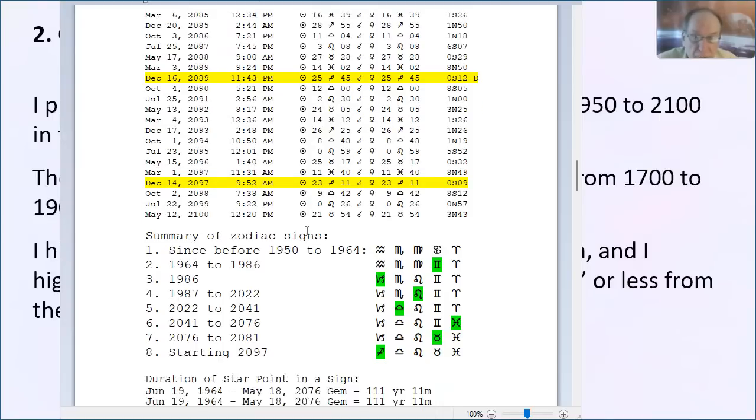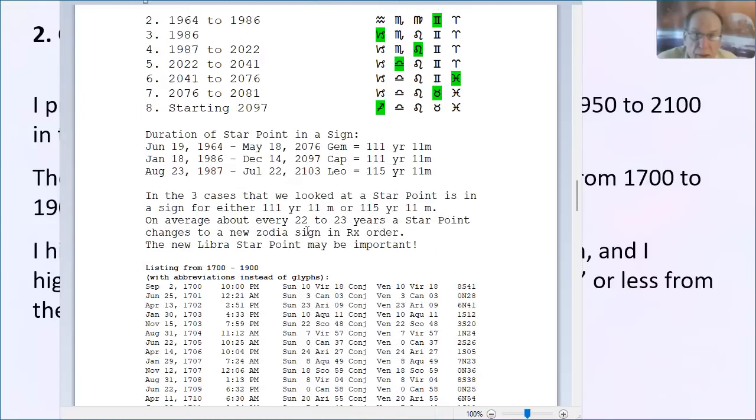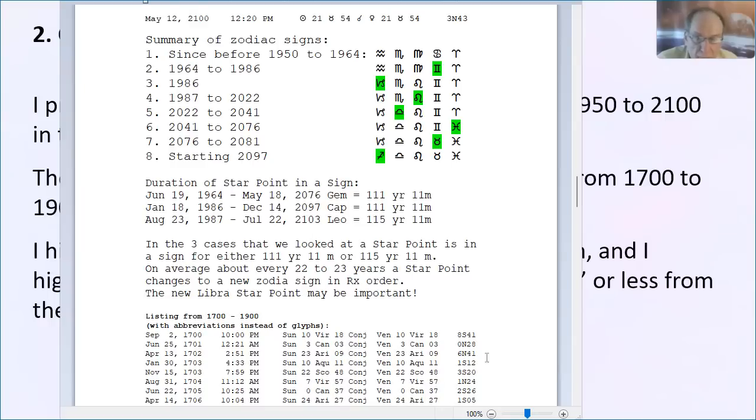And here's a summary. Let me scroll this up to the top of what we're looking at. And there's a summary of zodiac signs. From before 1950, up till 1964, I started in 1950, that was the 5 signs: Aquarius, Scorpio, Virgo, Cancer, Aries. Cancer changed to Gemini in 1964. I just showed you that. It stays that way till 1986. So for 22 years, it's Aquarius, Scorpio, Virgo, Gemini, Aries.